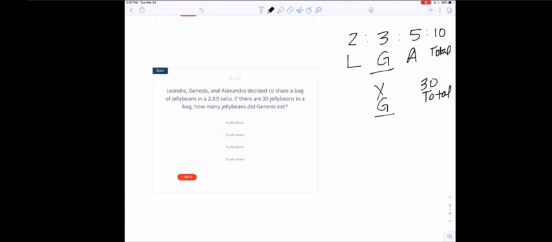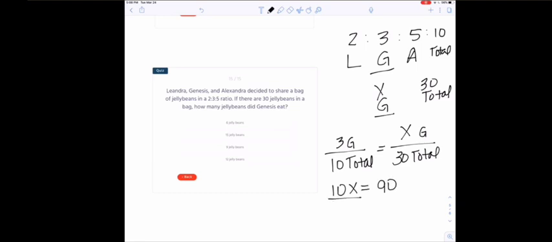Okay, so now that we have all this, let's set up our equation. 3 Genesis, 10 total, is equal to an unknown Genesis, so x, over 30 total. And now that we've done that, let's cross multiply. 10 times x is 10x. 30 times 3 is 90. We're going to divide by 10 on both sides so we can isolate the x. And 90 divided by 10 is just 9. Genesis ate 9 jelly beans.